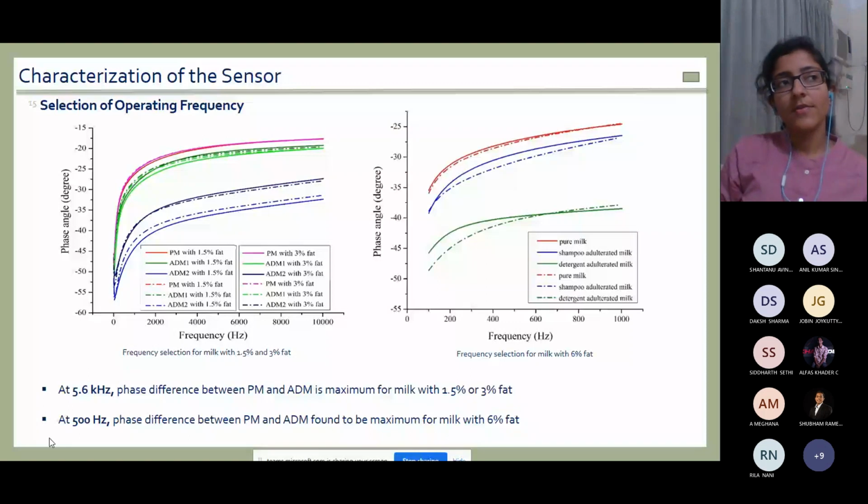We were also experimenting with different fat percent milk, and for that also we found frequencies. But for simplicity, you can see that we found two frequencies: one is 5.6 kilohertz and another one is 500 hertz. So we took these two frequencies as our operating and detecting frequencies.